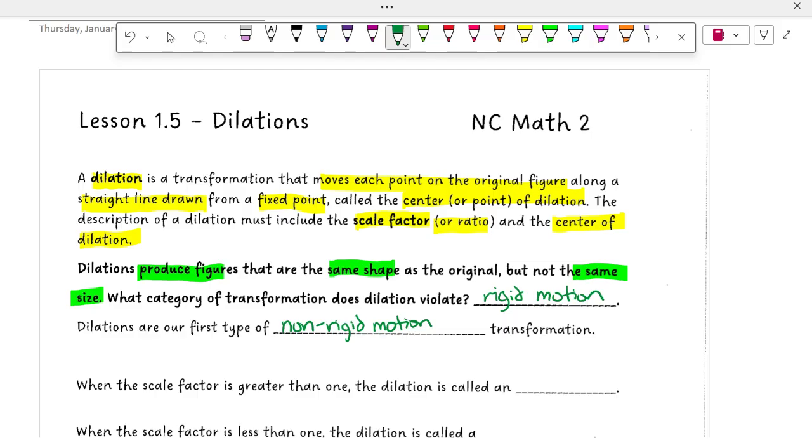So essentially all a dilation does is it makes a shape bigger or smaller depending on what the scale factor is. All the angles are still congruent, but the sides are not.